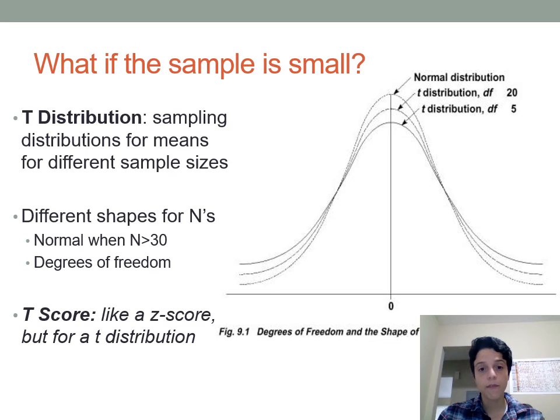T-distributions also have properties that are similar to normal distributions. And specifically, there's something called a t-score or a t-statistic. I may use those interchangeably, which functions exactly like a z-score. The only difference is that you're putting it on the t-distribution.